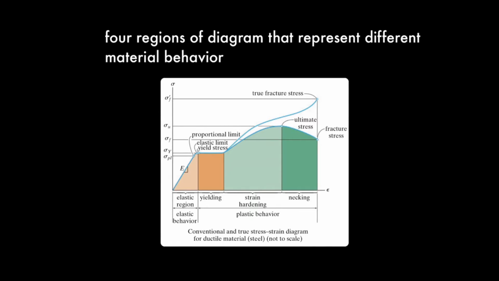Okay, now let's take a look at an example of one of these diagrams. You can probably tell that there are 4 colored sections of the graph. You see a light orange and a dark orange, a light green and a dark green. These 4 regions all represent unique ways in how the material behaves.